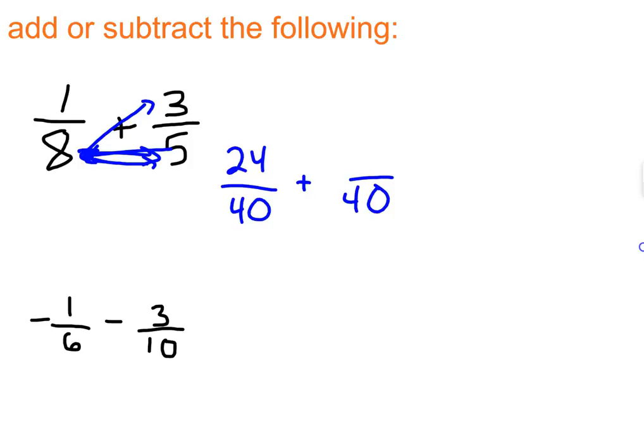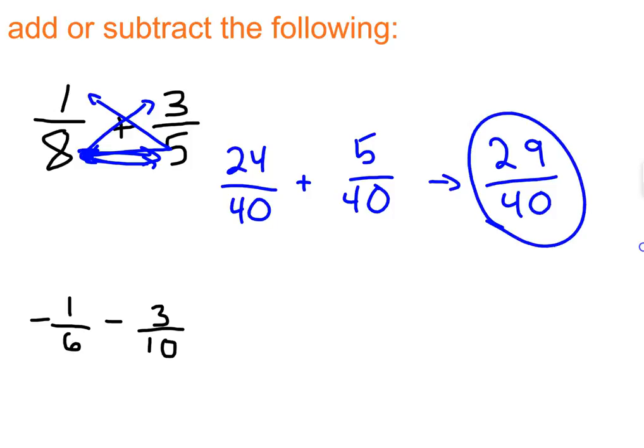5 times 8 is 40, and 5 times 1 is 5. Adding these numbers, you get 29/40ths. If you can reduce, please do.